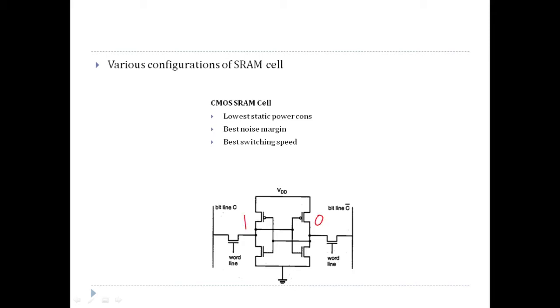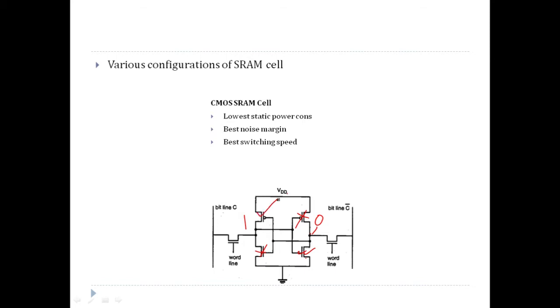When it is 1, this is applied to the gate of this, so it is on, but at the same time it is applied to the gate of this, so it is off. When 0 is stored at this point, it is applied to the gate of this NMOS, so it is off, and it is applied to the gate of this PMOS, so it is on.